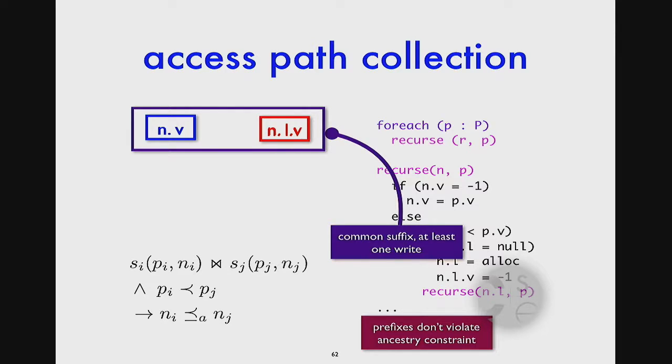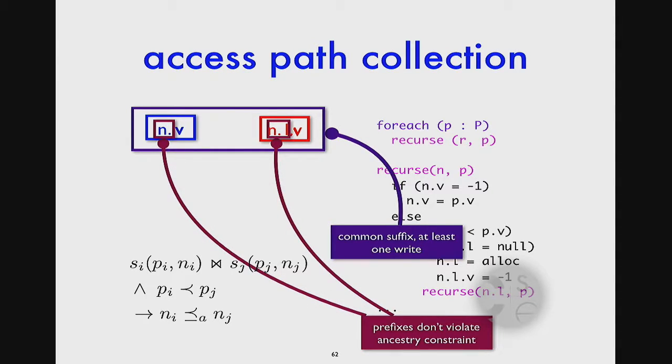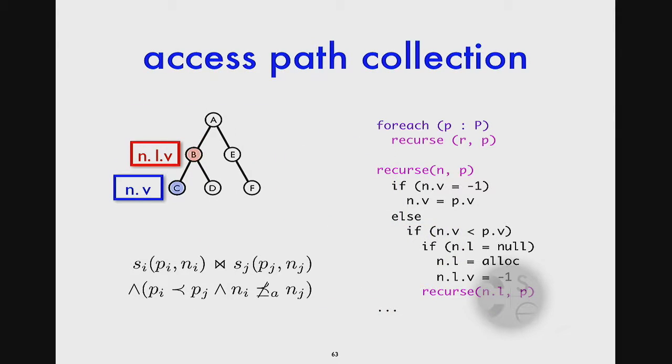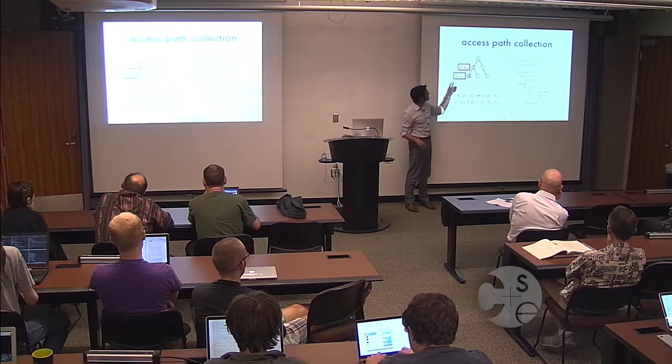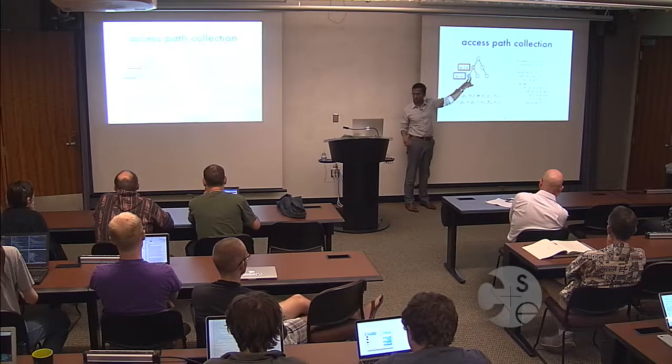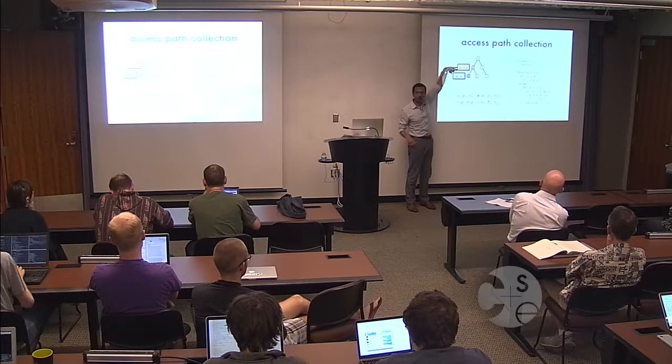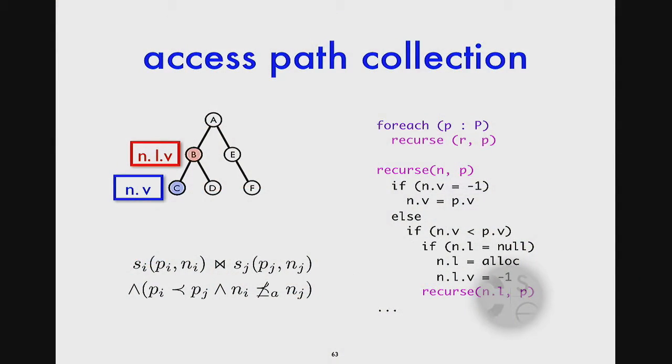But what about n.v and n.l.v? Here, there's a common suffix with at least one write. There's a dependence. And n and n.l, it turns out, do violate the ancestry constraint. To see why, let's talk about some specific examples. Suppose I have a point at node B writing to n.l.v, and a point at node C reading from n.v. Node B's left child is C, so when point 1 is down here and point 2 is up here, they clearly interfere with each other.